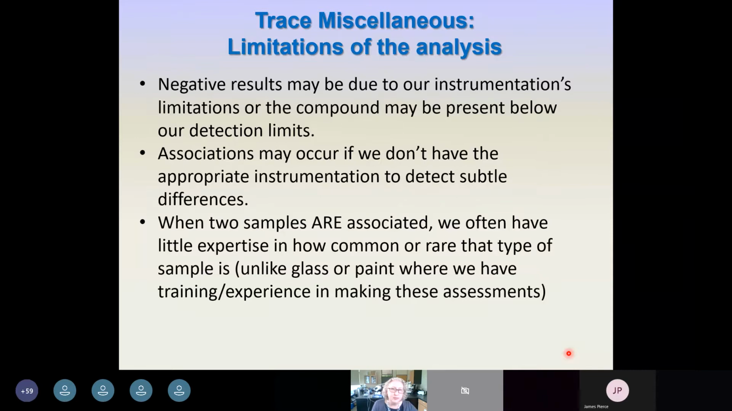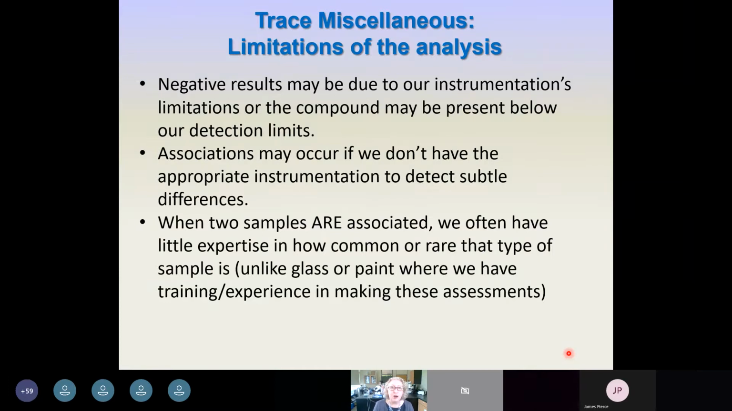If you do see a trace miscellaneous report with negative results, this could be due to our instrumentation limitations. They're only so sensitive, although they are really, really sensitive. But the compound could be present just below our detection limits. Also, two things that we associate may have subtle differences that we couldn't detect, so that's always a possibility.